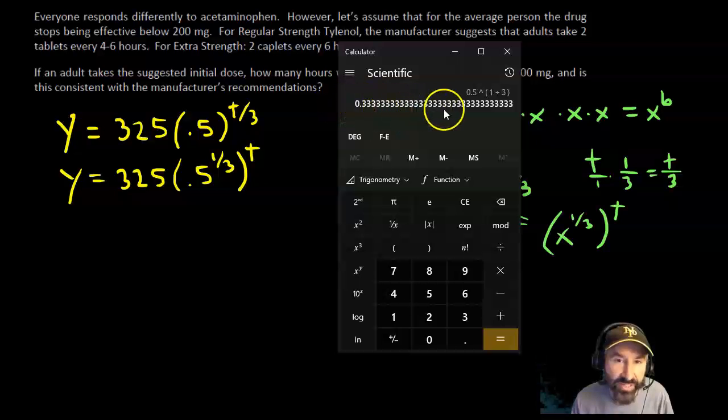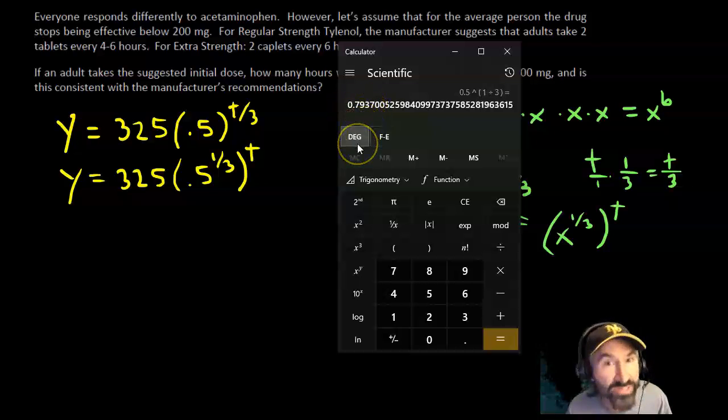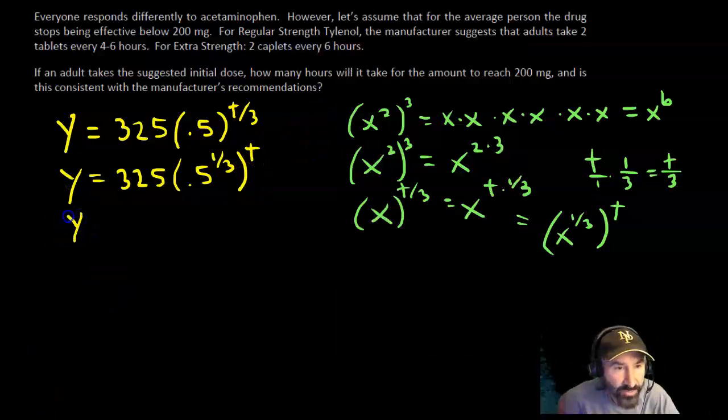So it's 0.5 raised to the power of 1 divided by 3. This 0.333 is just 1 divided by 3. I haven't hit equal yet. Here I go. Drum roll, please. Bam. So we end up getting 0.7937. If I round it to 3 decimal places, the thousandths place, it'll be 0.794. So I'm going to replace this 0.5 to the 1/3 power with 0.794. Okay, so we rewrite the model.